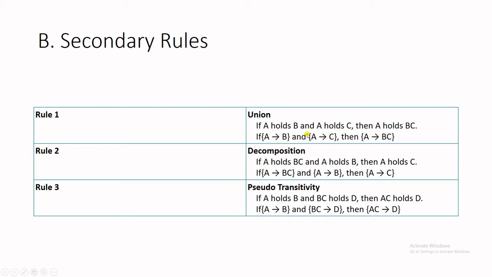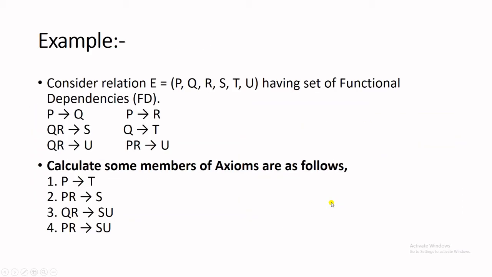Decomposition. Decomposition is the reverse process of union, in which we divide this functional dependency into two different functional dependencies, A → B and A → C. In pseudo-transitivity, if we have attributes A, B, C and D and functional dependencies A → B and BC → D, which means B is dependent on A and D is dependent on B and C, then if we combine these two, the answer will be AC → D. This is called pseudo-transitivity.